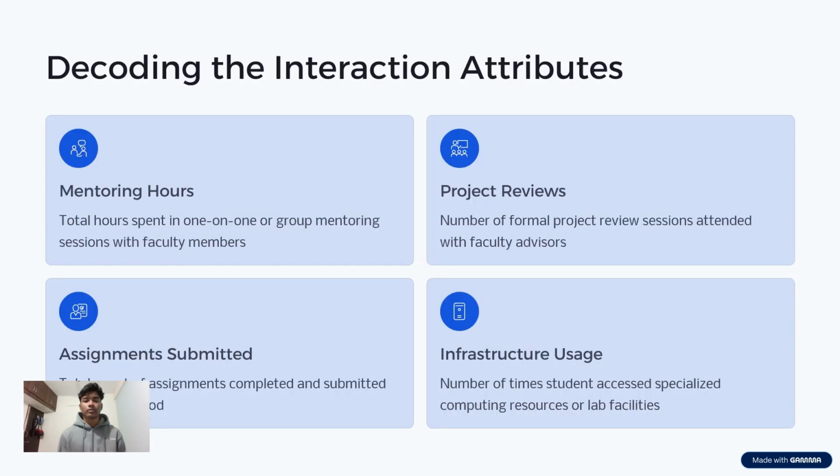Now, decoding the attributes. To quickly summarize, mentoring hours means how much one-on-one or group mentoring they received. Project reviews means how many review sessions they attended. Assignments submitted is a direct measure of workload and consistency. Infrastructure usage means how often they used labs or computing resources. This gives us a well-rounded view of their interaction patterns.